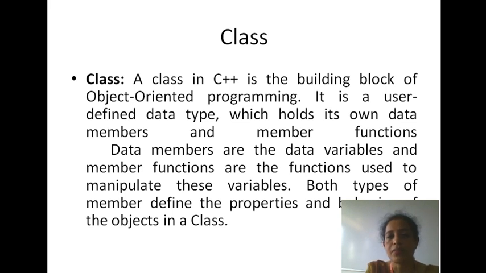Now we get the different structures or properties used in object-oriented programming. The first one is the class. So what is a class? Class is used in C++ programming and is basically called the building block of object-oriented programming. When we have to define anything in object-oriented programming, it is described as a class, and it defines its own data members as well as member functions.